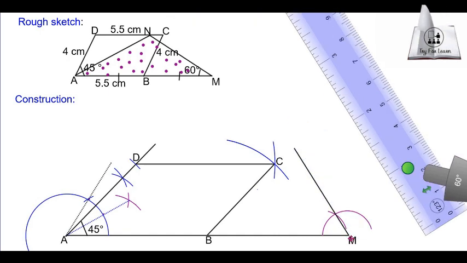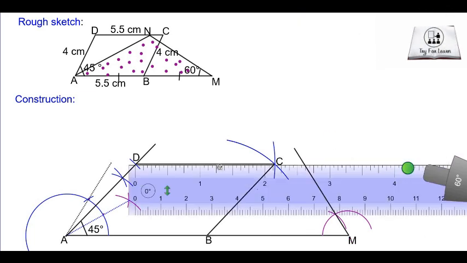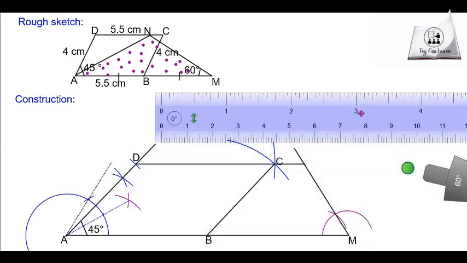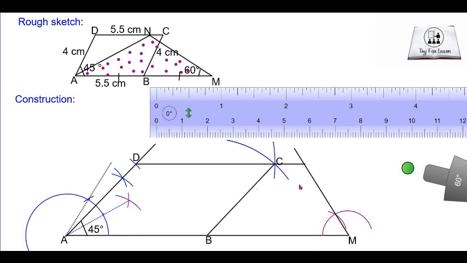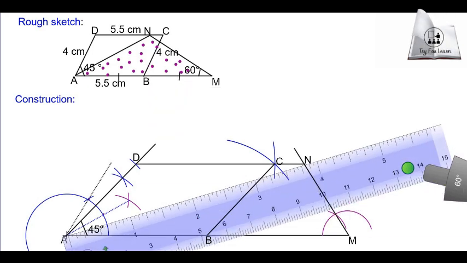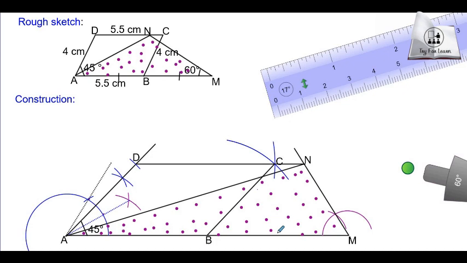The line which is drawn from vertex M does not intersect DC, so we should produce that DC with the help of scale and pencil. This intersecting point is N, because the name of the triangle is AMN. Now if you join A and N, then you will get the required triangle AMN. So with the help of scale and pencil, join A and N. Here we get triangle AMN whose area is equal to parallelogram ABCD.